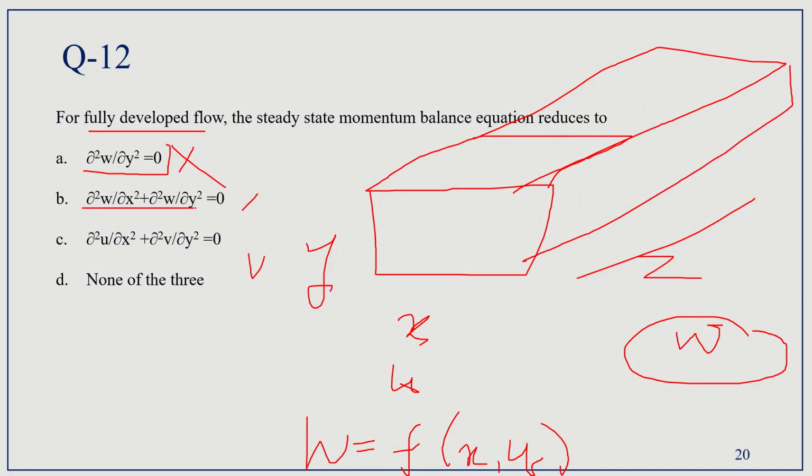Actually here the thing is ∂²W/∂X² plus ∂²W/∂Y², the terms would be remaining, but it would not be zero. It would be a constant, or a pressure gradient would be there, so it is not equal to zero. So on that basis we are ruling out option B as well.